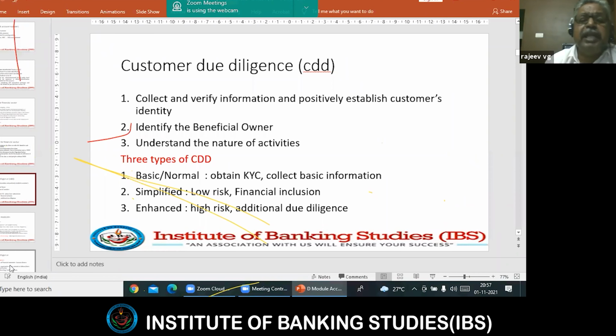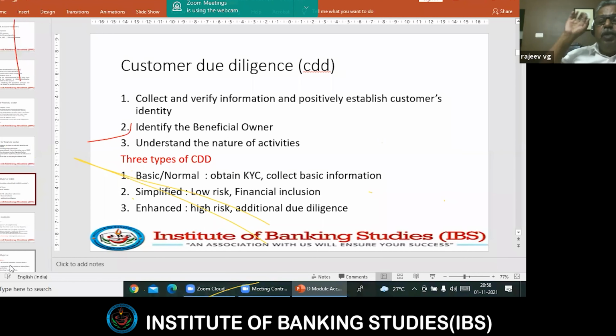In respect of an individual, get his identity and address proof. That means the customer is identified. And in respect of a firm, identify the beneficial owner. So you have to know who the beneficial owner is and establish his identity. We will see who the beneficial owner is as we go further. In respect of a company, who is the beneficial owner? In respect of a partnership, who is the beneficial owner? We will see that later.